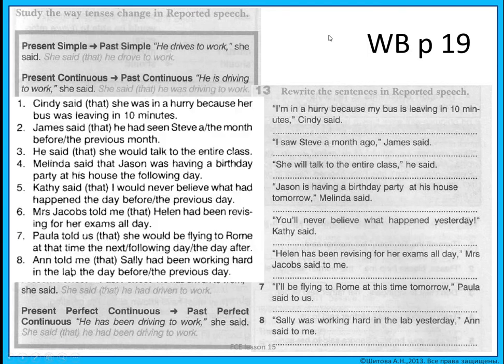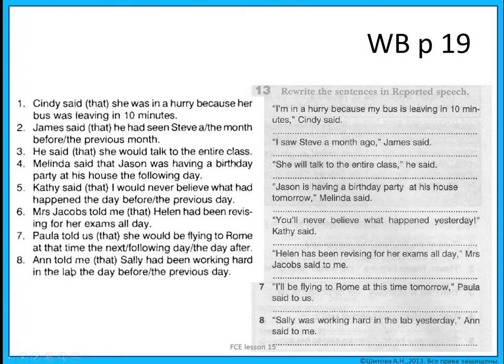Okay, now let's continue. Here is the key. I'll switch on the marker. Cindy said, so the direct speech, "I am in a hurry because my boss is leaving in 10 minutes." Because it is Cindy, you change I and you say she. Then you change present am into past was in a hurry because her boss, not mine, it's Cindy's boss. And you change present continuous into past continuous, was leaving.